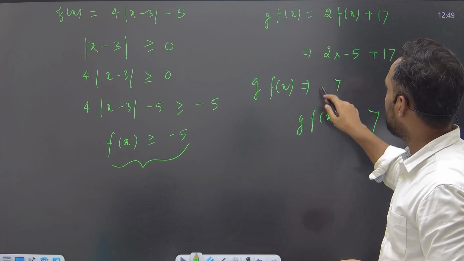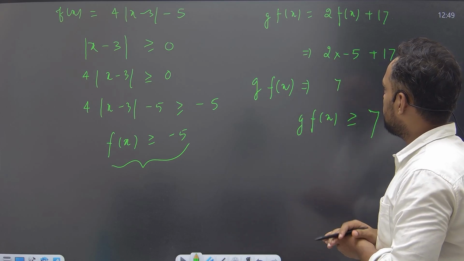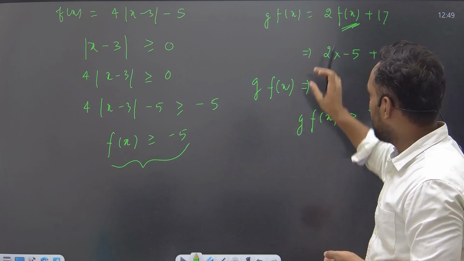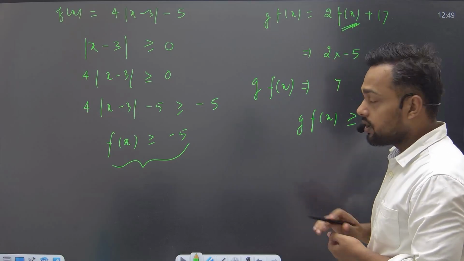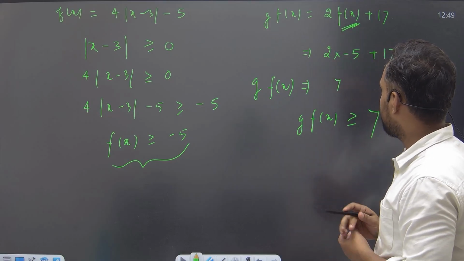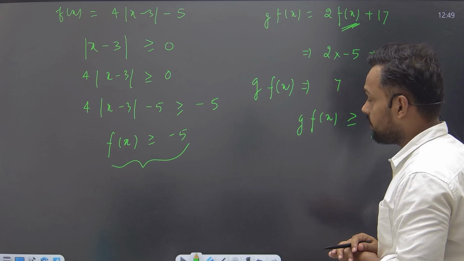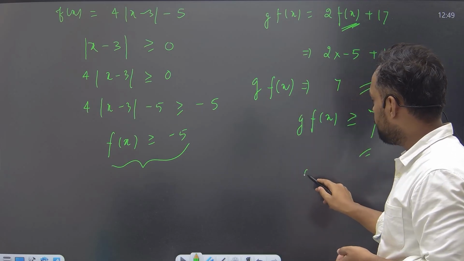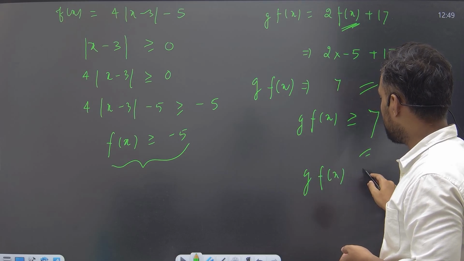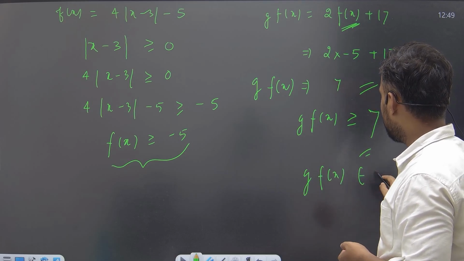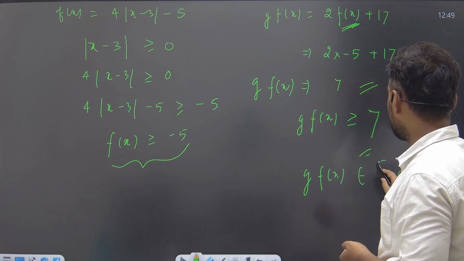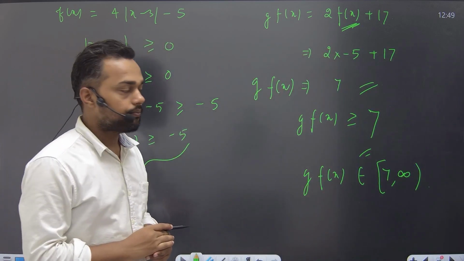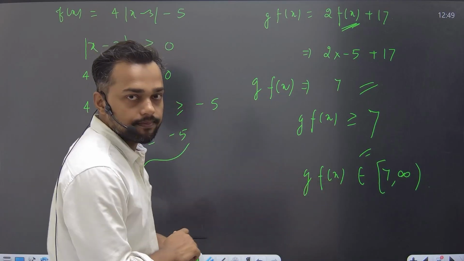Okay, you can see here I have just directly plugged in the value, because for f(x) part, f(x) must be greater than or equal to -5. I have plugged in the value of -5 in this function. So 2 × (-5) is -10, plus 17, that is 7. So g(f(x)) we are getting 7, so it must be greater than or equal to 7. So what will be the range, students? For g(f(x)), it should be lying in [7, infinity). So it will be like this: 7 is included and infinity is excluded. This is the range.